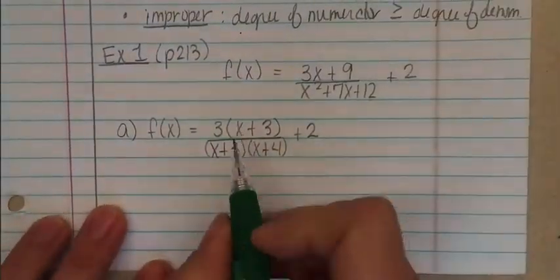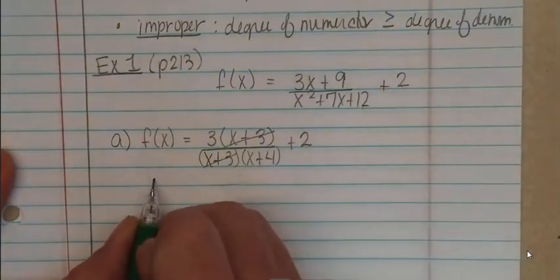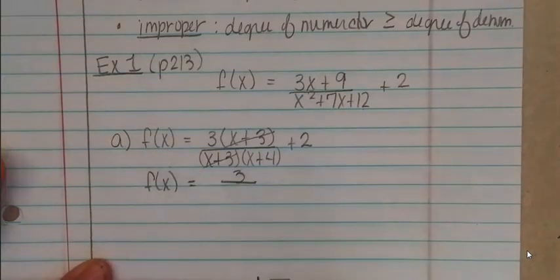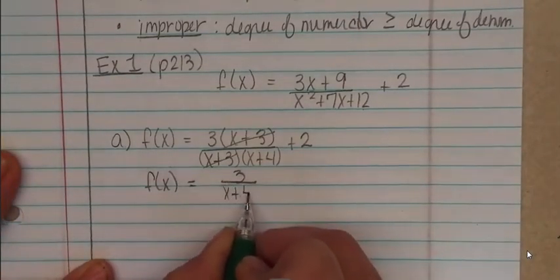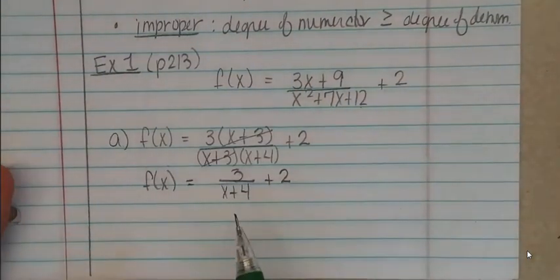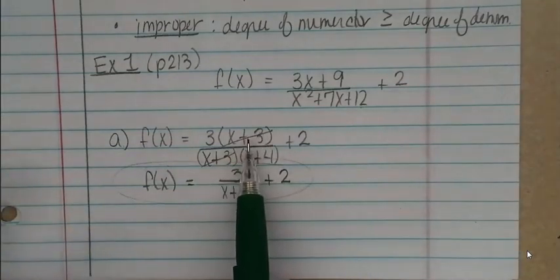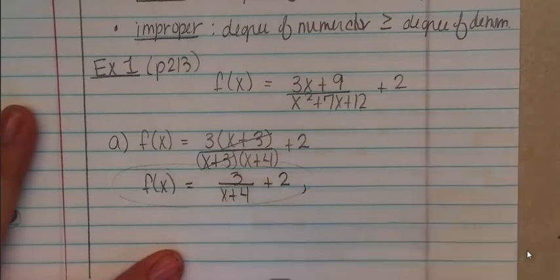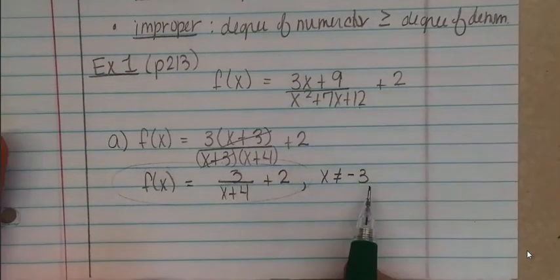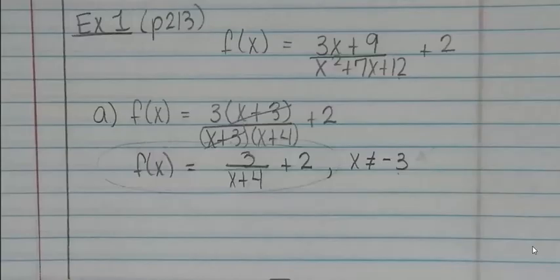Now, what reduces here are these x plus 3's, leaving us with a reduced function of 3, or that constant in the numerator, x plus 4 in the denominator, plus 2. Now, what's important, though, is that if somebody sees this function, they're not going to know that it came from this function. So it's really important that we also stipulate that x cannot equal negative 3, because if x equals negative 3, now we've got 0 in the denominator, it's undefined.